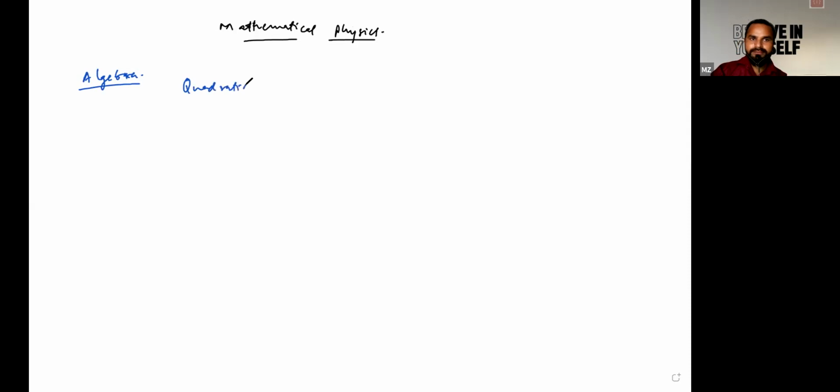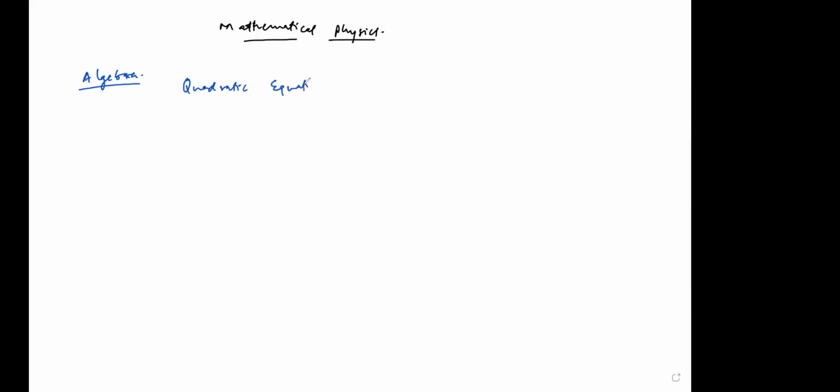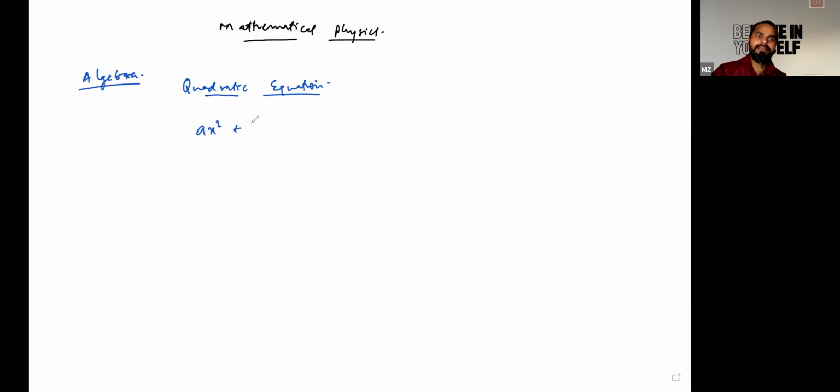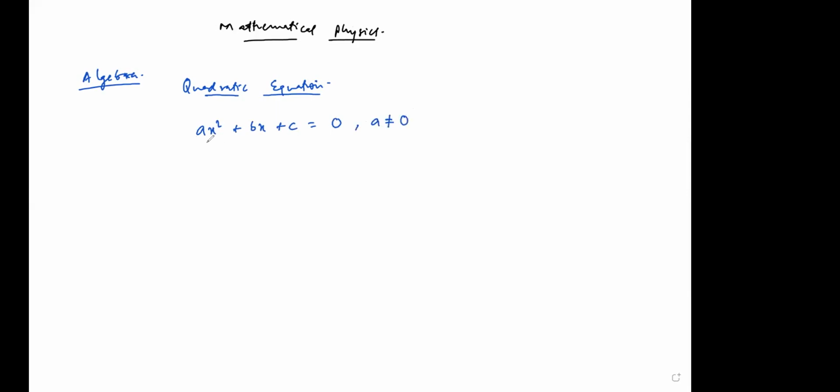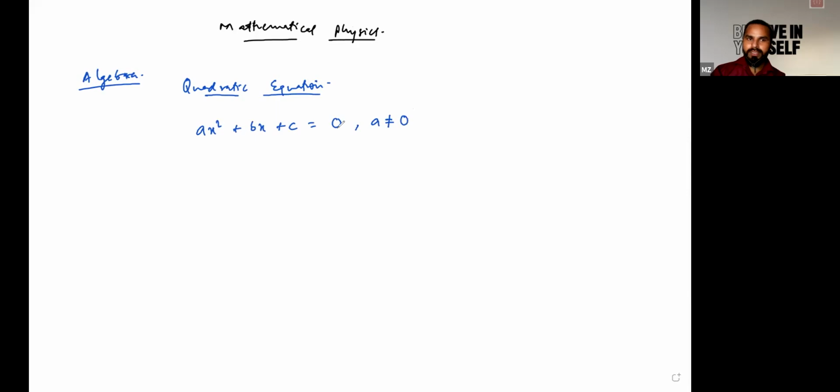you must have learned quadratic equation. If any equation is of the form ax square plus bx plus c is equal to 0, if a is not equal to 0, then we call this particular expression a quadratic equation. So how to solve these types of equations? You have all learned about this in class 10th. You may solve this expression by middle term splitting or by quadratic formula.